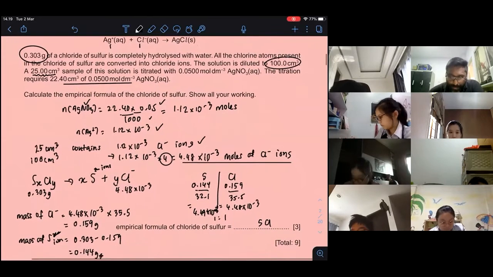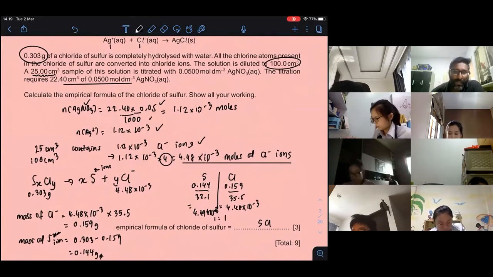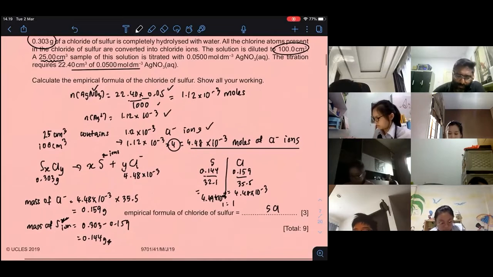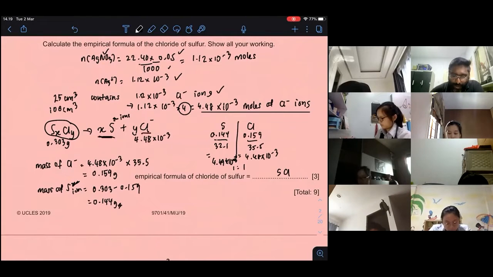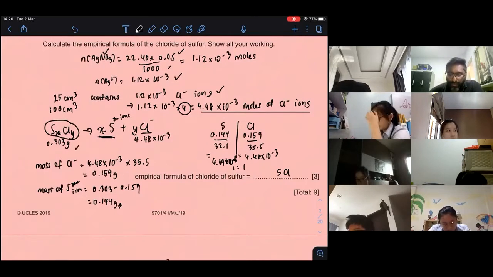Once I do that, I know that when you have the compound, I just put SxCly. When they dissolve with water, you are going to get S ion and then chloride ion. I put X and Y over there, why? Because of this X and Y over here. But I need to find out what is related to this. So how do I find out? If I know the number of moles of Cl minus ion, what else can I find out?